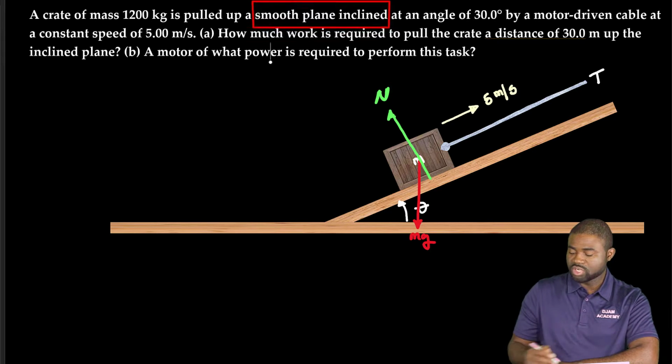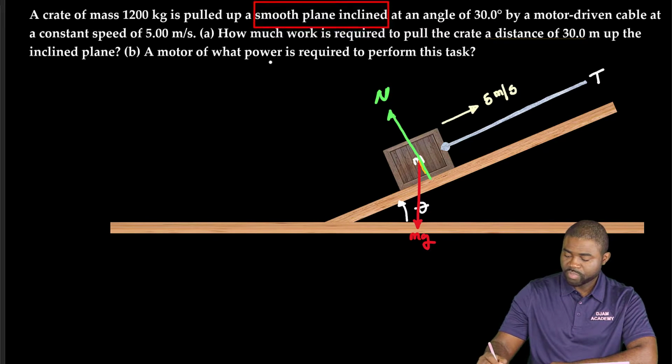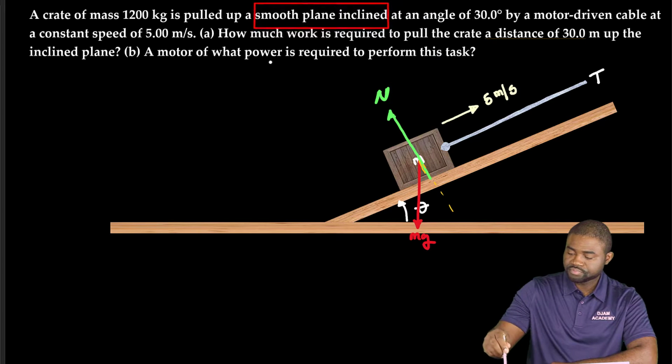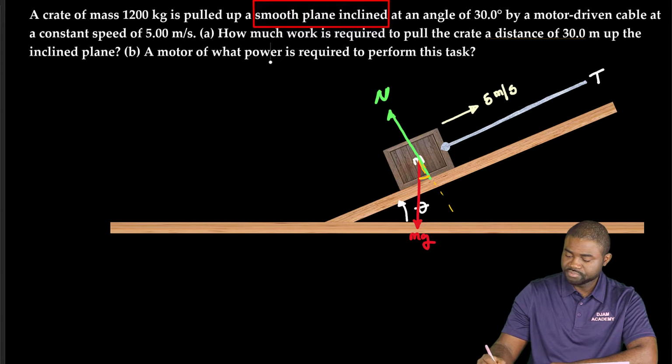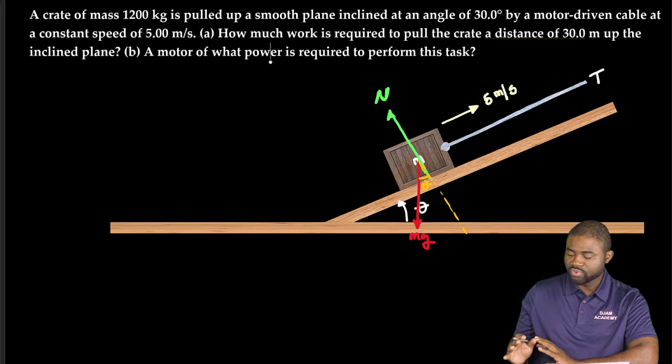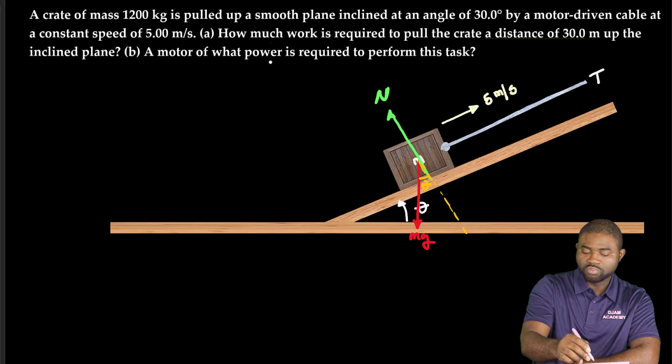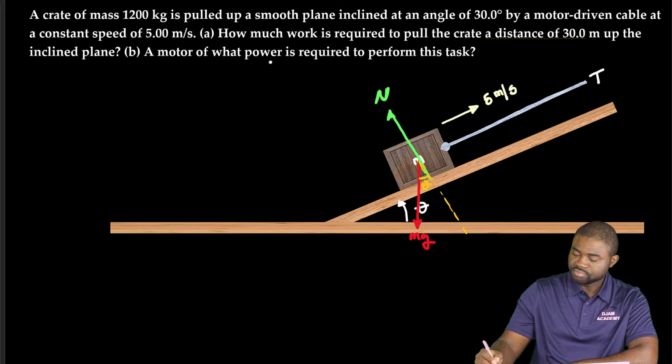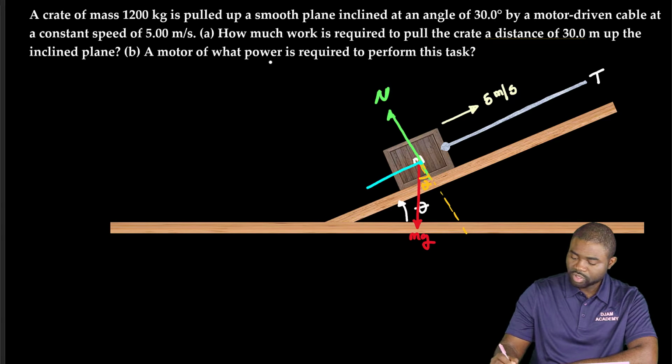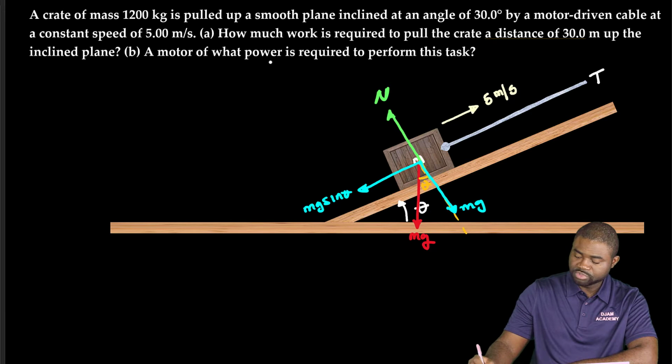Now, the next thing I would like you to see is that this angle is theta, which means that we can resolve the weight of the crate into two components. You have the component parallel to the surface, which will be mg sine theta, and the component perpendicular, which will be mg cosine theta.